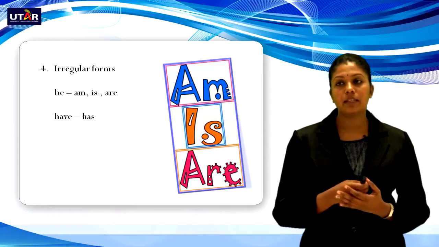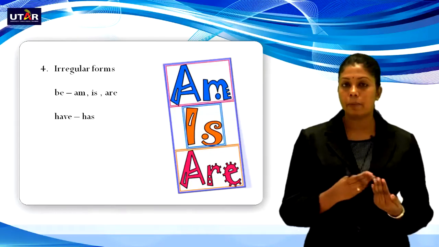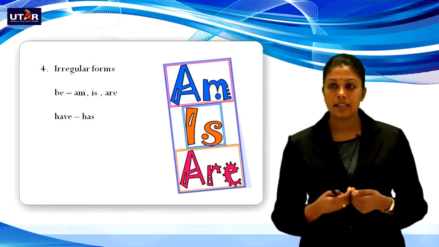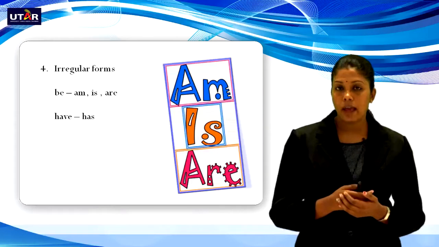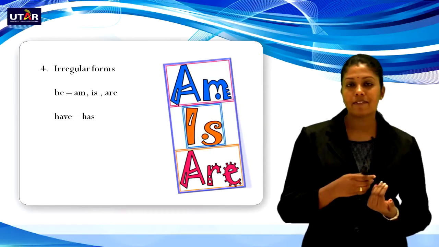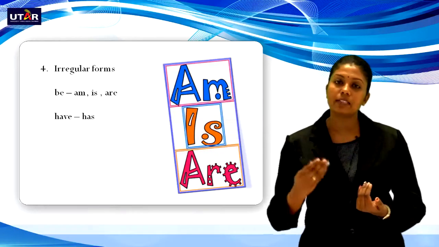And the final one is the irregular forms. So for be verb, we have am, is, are, and for have, the singular form of have is has.